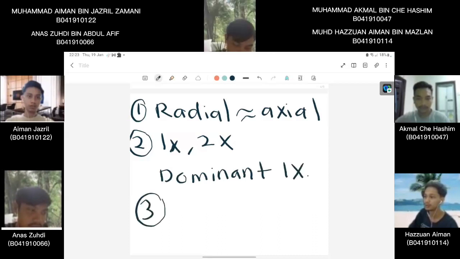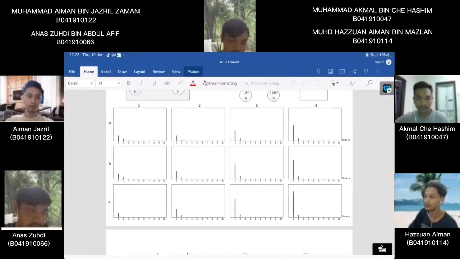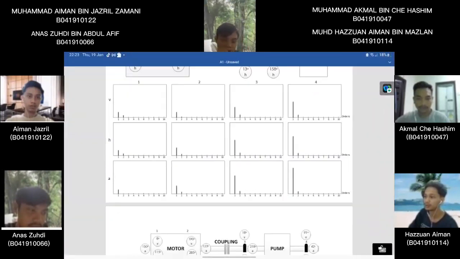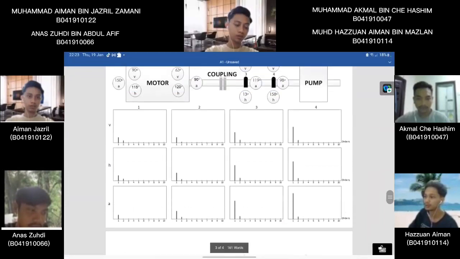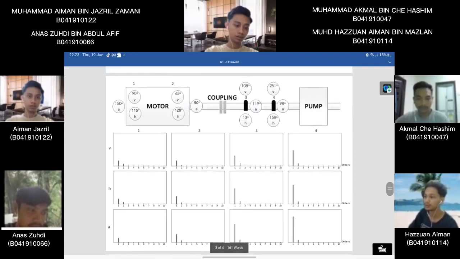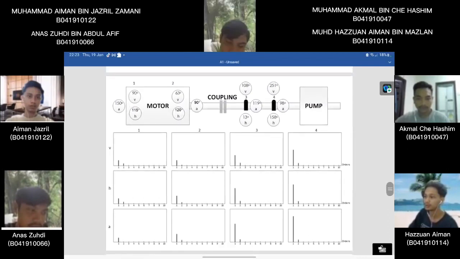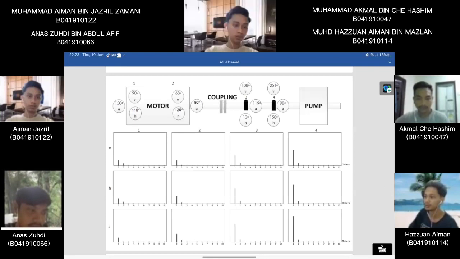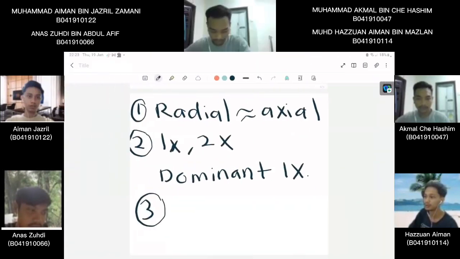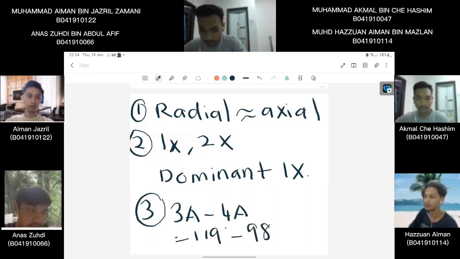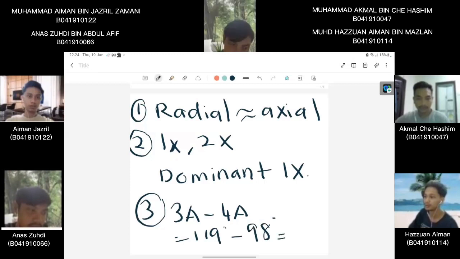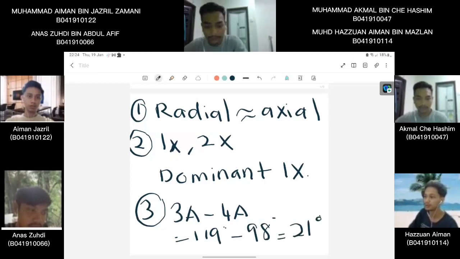So the third is we must find the phase difference. We look at region 3 and 4. Yes, region 3 and 4. So 3A minus 4A, what, Aiman? 4A. Okay, thank you. So 3A is 119 minus 4A, which is 98. Good job. We got 21.